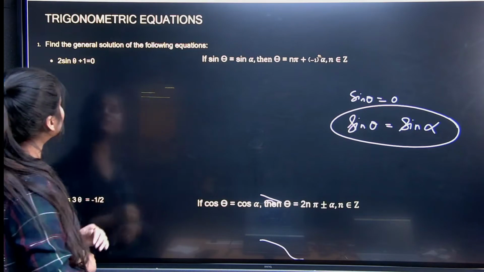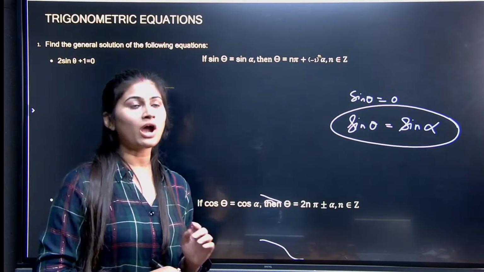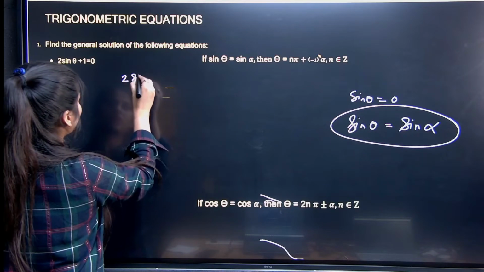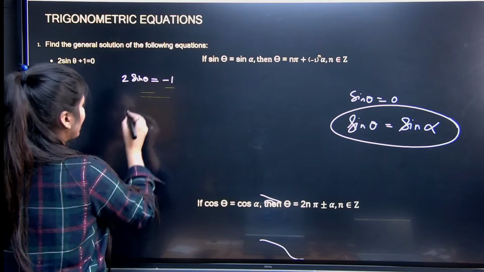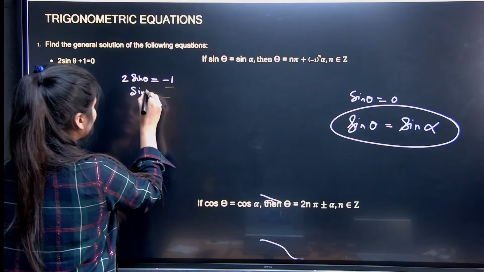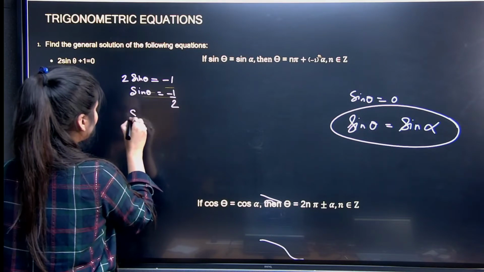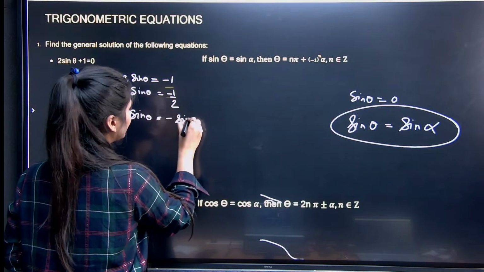In question number 1, it says 2 sine theta plus 1 is equal to 0. And you have to find the general solution. So we can write 2 sine theta equal to minus 1. It is sine theta is equal to minus 1 by 2. Then it is sine theta is equal to minus sine 30.